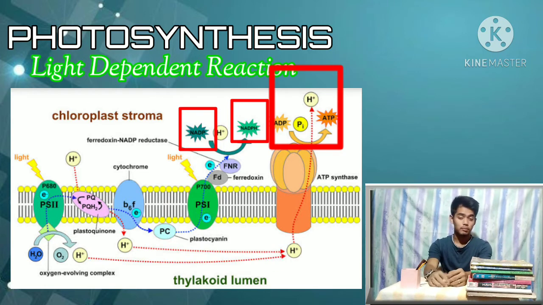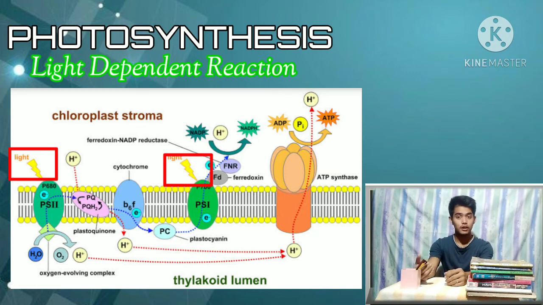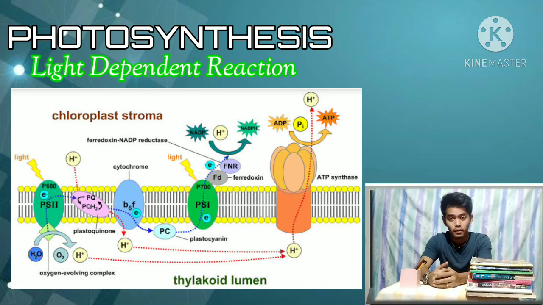In summary, the light gives energy and the water gives electrons. And the waste is the oxygen that we breathe and the plant releases.